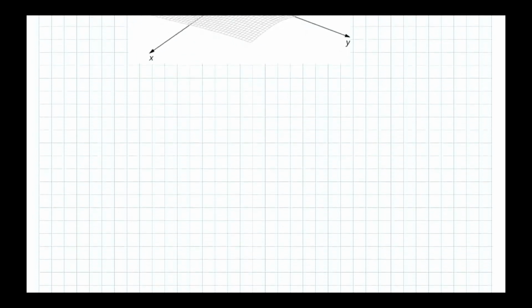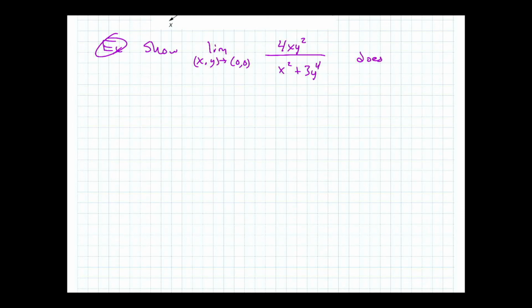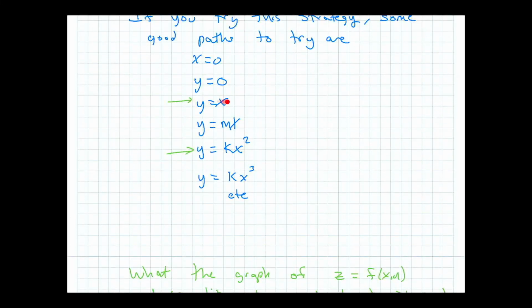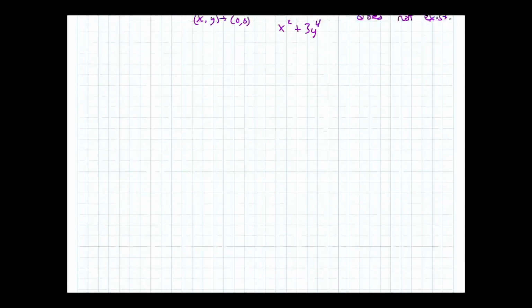Okay. Let's do one more of these, and then we'll be done with this because it's the same thing every time. Example: let's show the limit as (x, y) approaches (0, 0) again of 4xy squared over x squared plus 3y to the fourth does not exist. Now we can try any paths that we want, remember, but I suggested first you try first degree, then second degree, and maybe put a constant on there. So we'll try a couple paths.